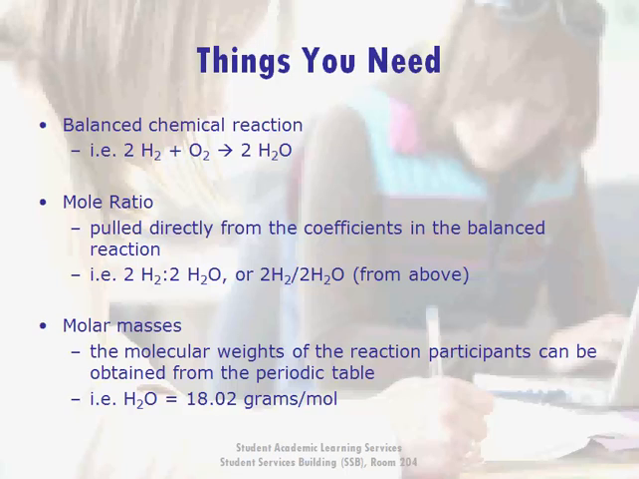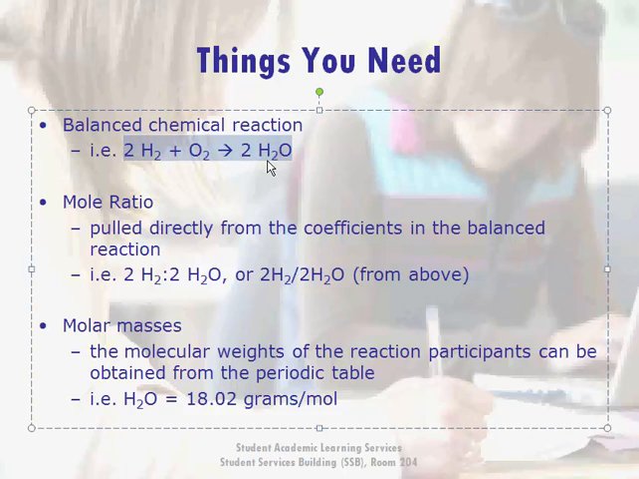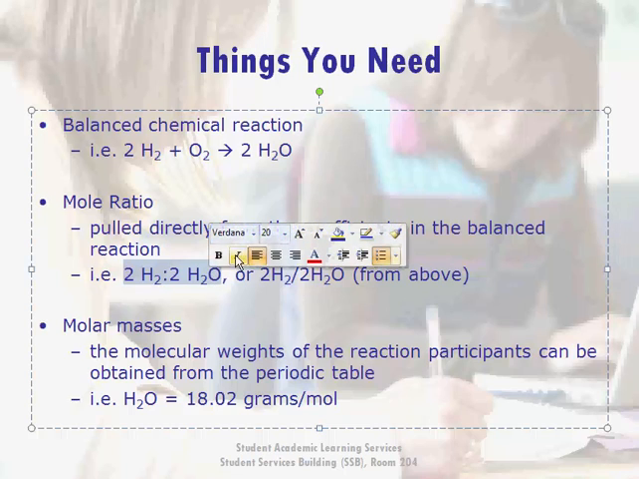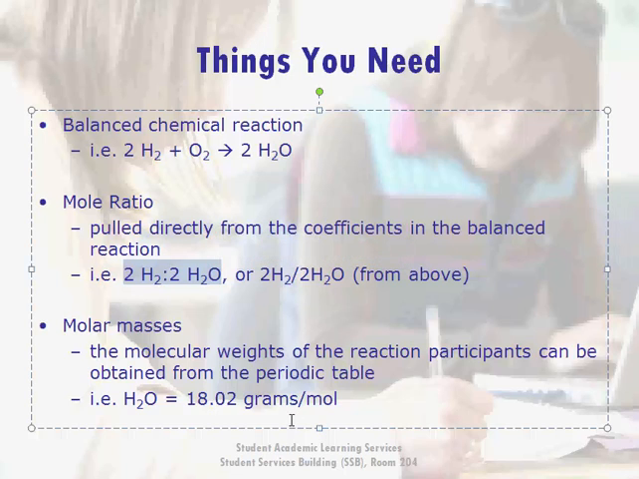So depending on which two reaction participants your problem identifies, a mole ratio can be set up by using stoichiometric coefficients. For example, in the reaction shown here of hydrogen and oxygen gas to produce water, a mole ratio between hydrogen gas and water would be written as 2 moles of hydrogen gas for every 2 moles of water, or 2 moles of hydrogen gas over 2 moles of water. This essentially says in literal terms that for every 2 moles of hydrogen gas reacted, 2 moles of water will be produced.